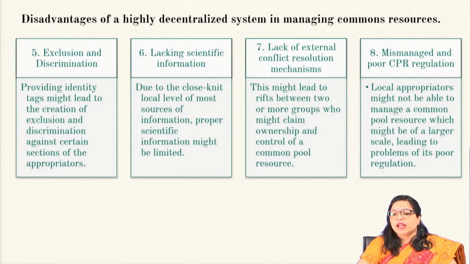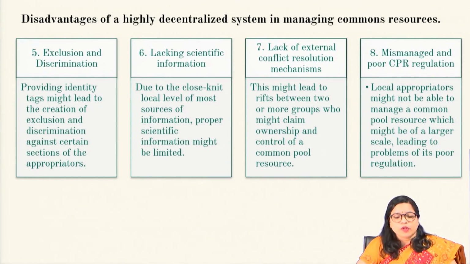Seventhly, if there is a lack of external conflict resolution mechanisms, conflict might arise between two or more groups who might claim ownership and control over the common pool resource, which might again hinder the proper management of the same as well as lead to violence. Finally, sometimes local appropriators might not be able to manage a common pool resource of a larger scale, leading to the problem of poor regulation.